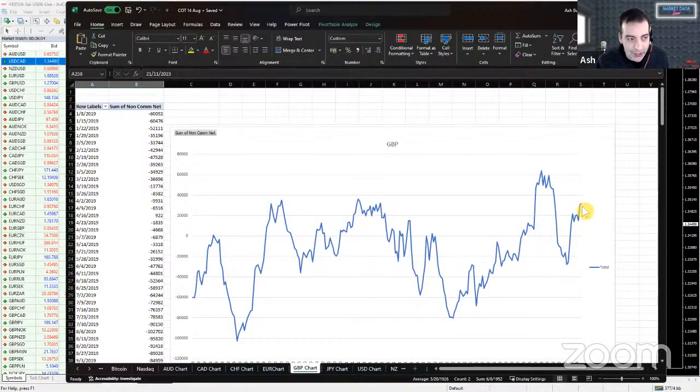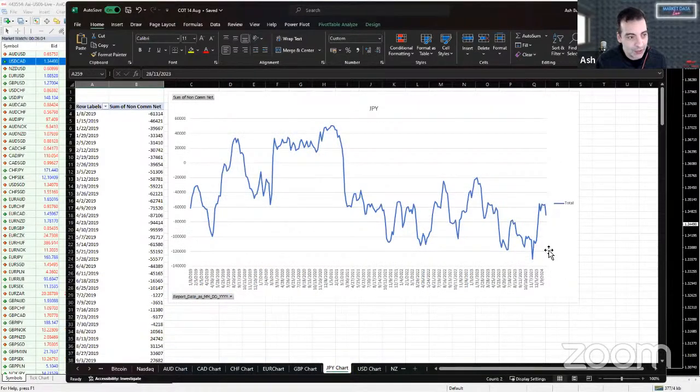Now, maybe the reason that we're starting to see a little bit of indecision with the pound is because of the Bank of England's rate decision this week. So that might be a key to stay out of the way until that rate decision, and then let's see what happens. The yen is still selling off a little bit.